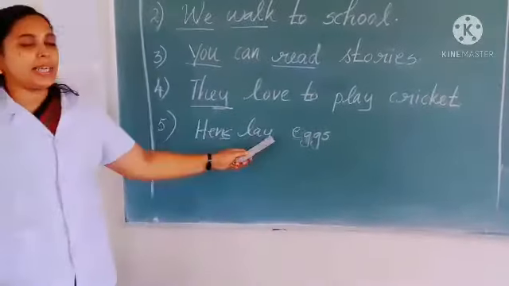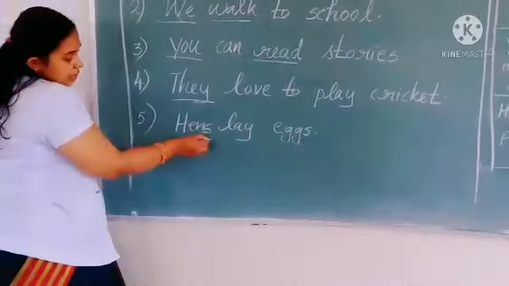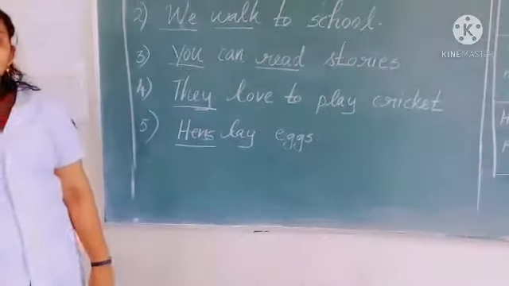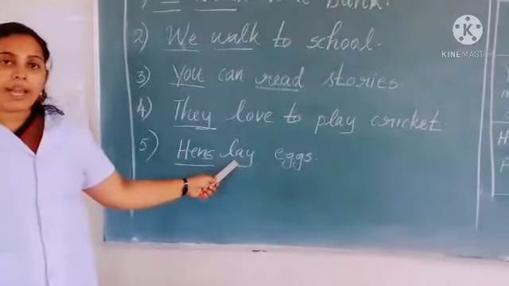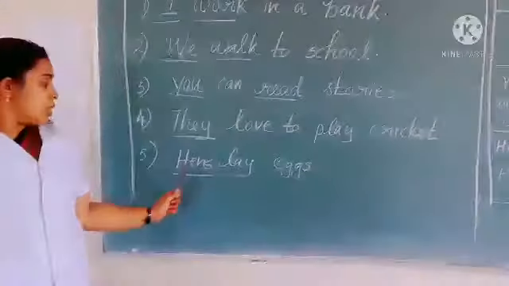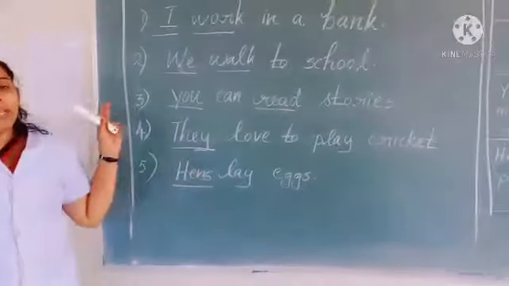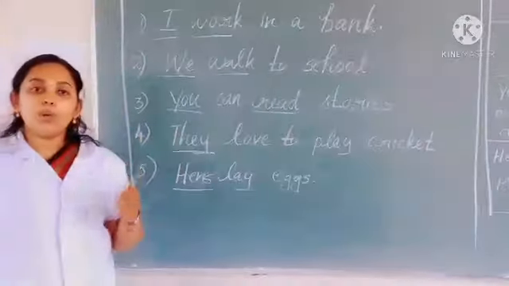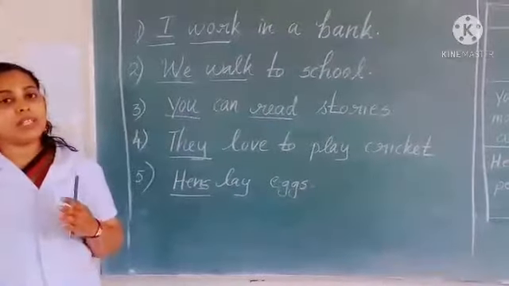The next one, hens lay eggs. Here which is a noun? Yes, hens. Is this singular or plural? Plural, more than one hen. So that's why we do not add s with the verb lay. So hens lay eggs. So children, if the noun is I, you, they or we, in such cases we do not add s with the verb.